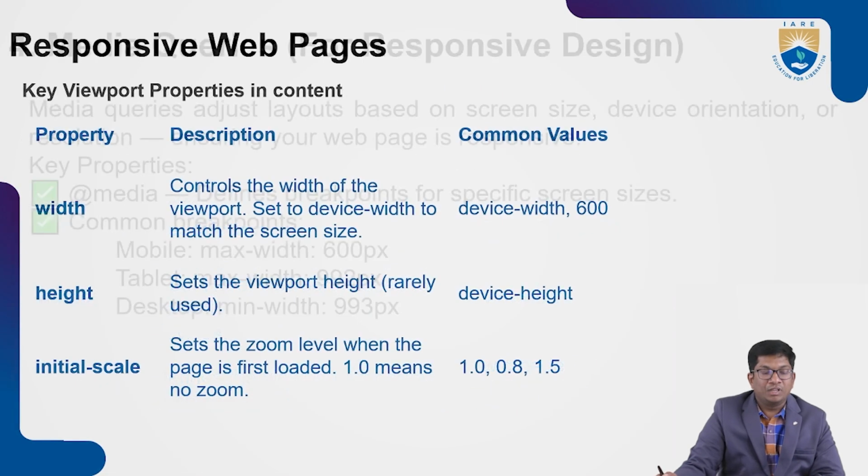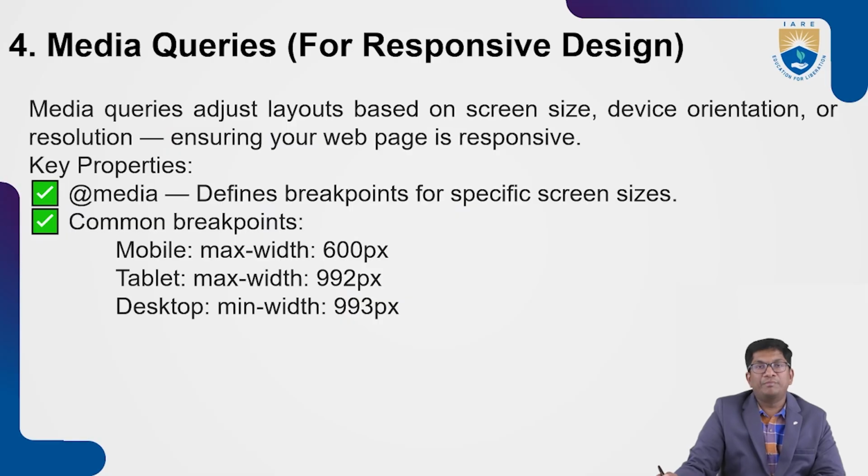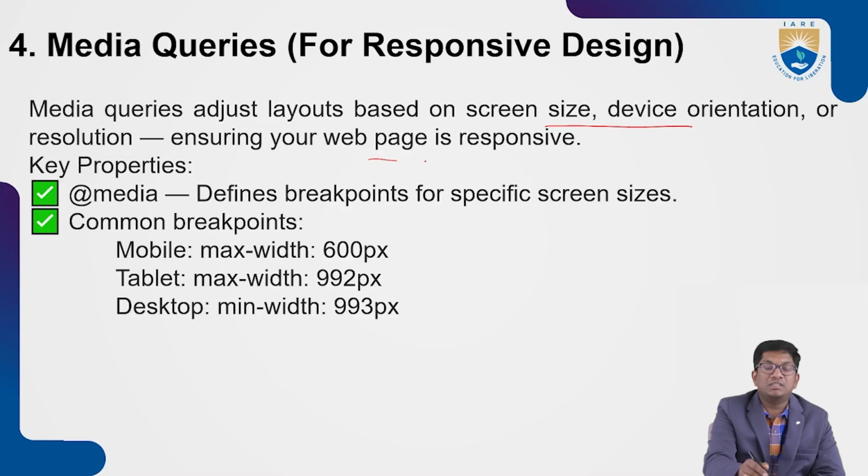Okay. So we'll discuss media queries, how to write them for responsive web design. Media queries adjust layouts based on screen size, device orientation, or resolution. So based on the screen size, the data will be adjusted, as well as based on the resolution or the orientation, it will adjust the content. So that we call a responsive web page. In this we have key properties.